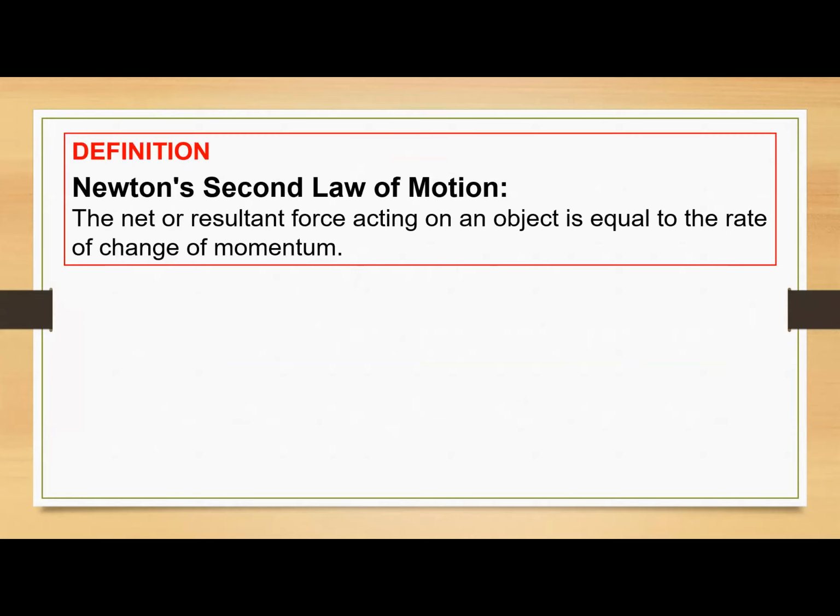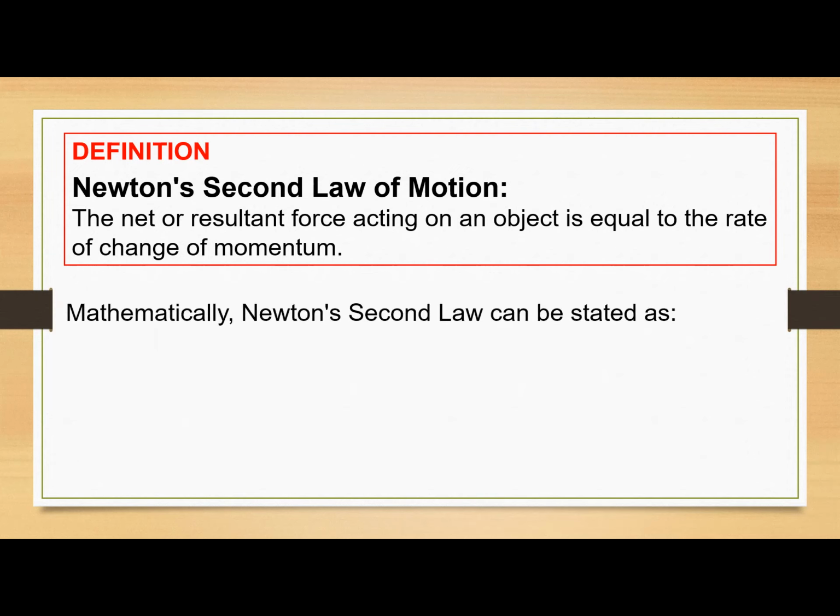Okay, and then we went on to Newton's second law of motion. You all know Newton's second law as F is equal to m times a. We've shown previously how we can derive the equation in terms of momentum. So this is Newton's second law of motion in terms of momentum. It says the net or resultant force acting on an object is equal to the rate of change of momentum.